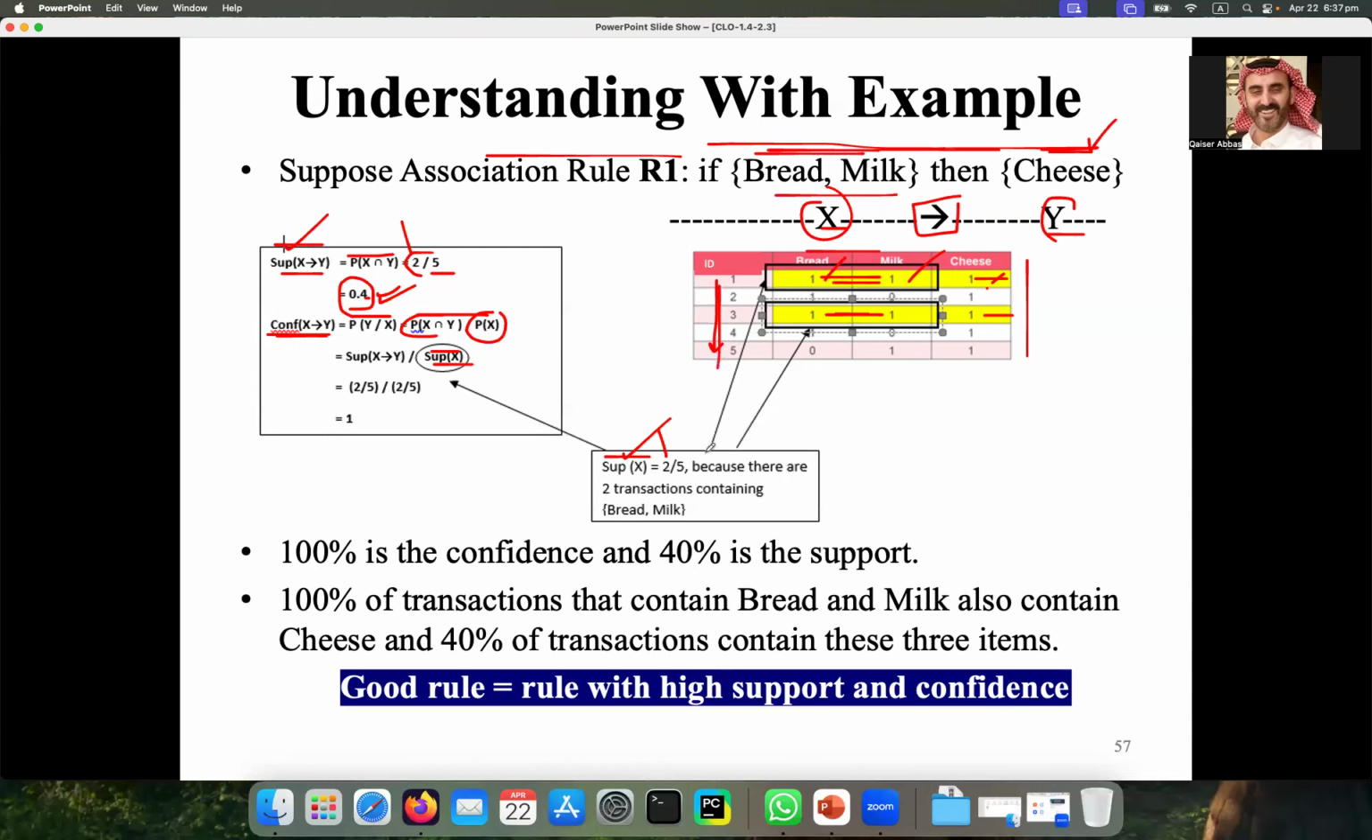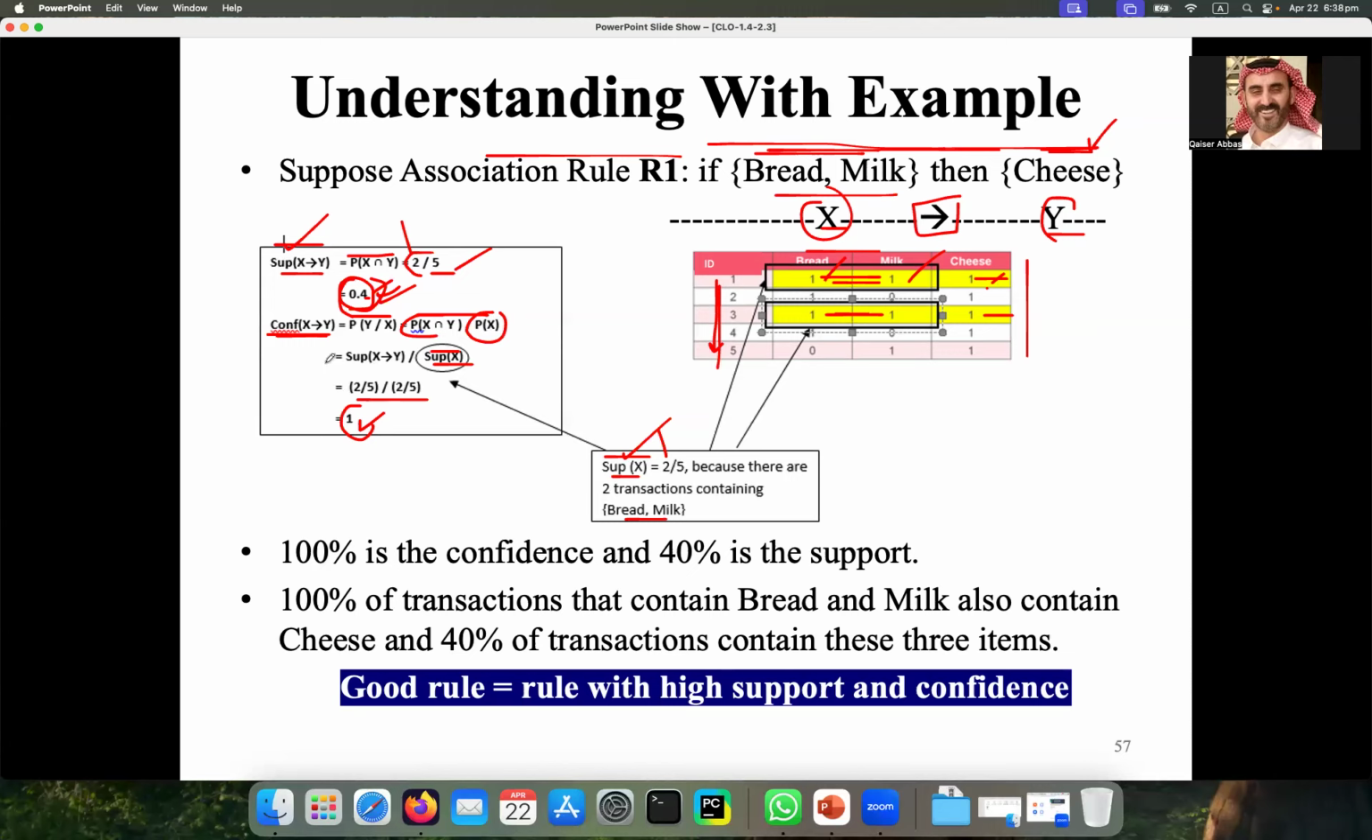And the number of total transactions is 5. So the support of x for bread and milk is again 0.4, or 2 by 5, which you are seeing here. And that is the division between them. When you divide, you will get the value 1. So this is again between 0 and 1, and this is again the value 1. 1 means 100% probability.